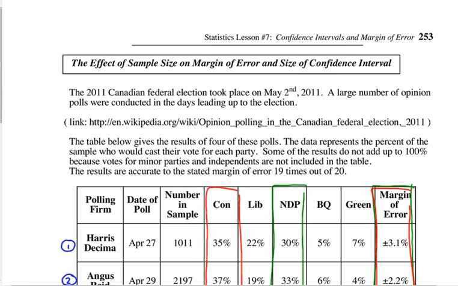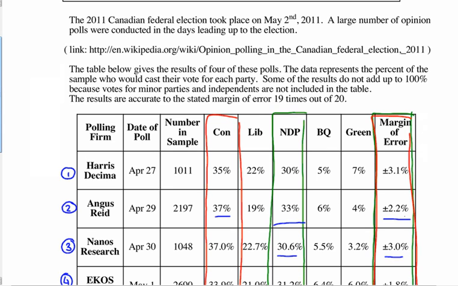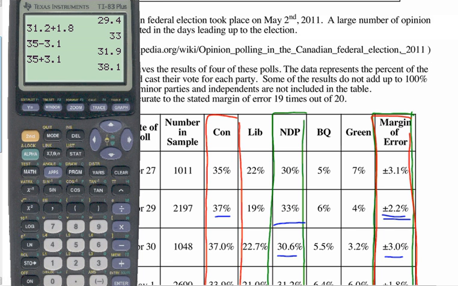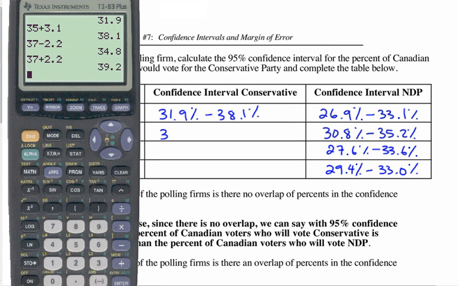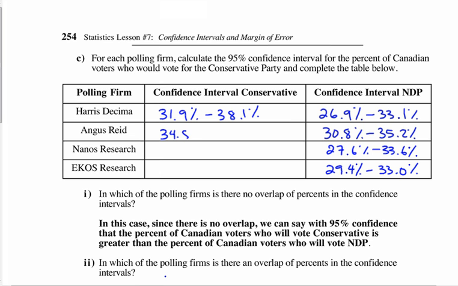Okay, so Angus Reid on the previous page. Now we're going to take the 37% with our error plus or minus 2.2. So 37 minus 2.2, 37 plus 2.2. So now our range becomes between 34.8 and 39.2. So that was 34.8 to 39.2.